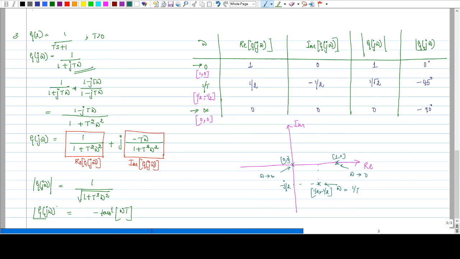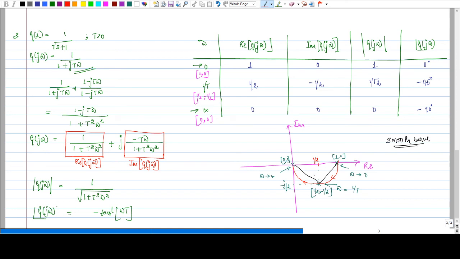Now coming to these 3 points, the possible way is to plot it like this, but we don't plot it like a straight line. We use a smooth curve. The smooth curve will look something like this. That is a semicircle having center at 1 by 2. So this is how your polar plot will look. The direction is from omega equal to 0 to infinity.